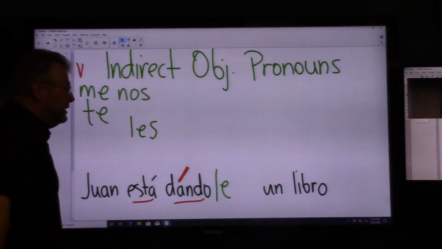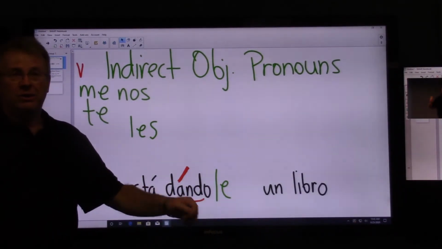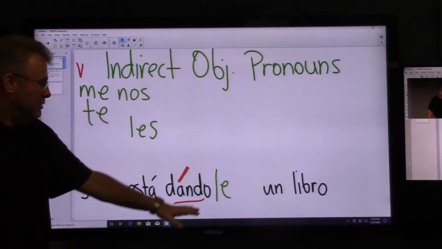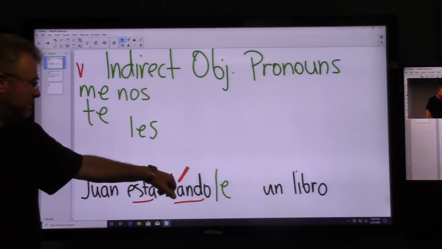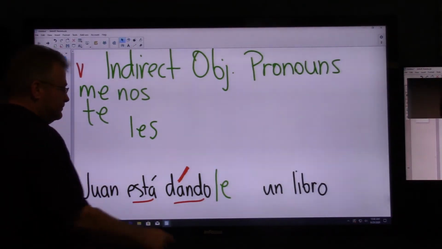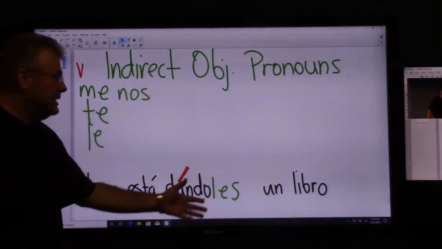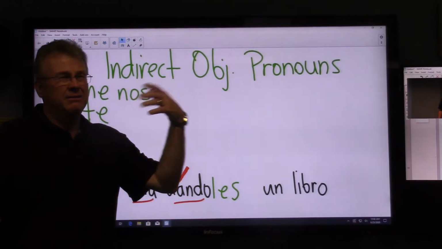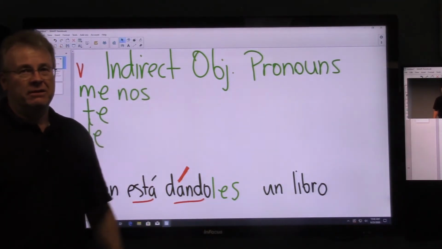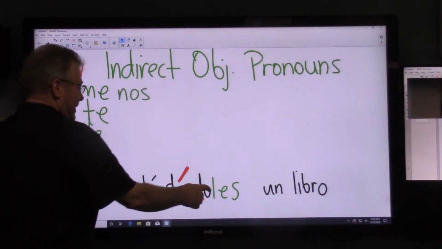Juan está dándole un libro. To whom is he giving the book? Well, remember, the le could be him, her, or you, usted. So if necessary, we can clarify. But we can still smash him on the end. And because we're smashing on the end, we're adding a syllable. We must also add a written accent mark. Okay? Juan está dándoles un libro. Who's the les? Again, it could be them, masculine, them, feminine, you all, ustedes, and we can clarify it if necessary. But otherwise, we can still smash those on the end, just like before, okay?